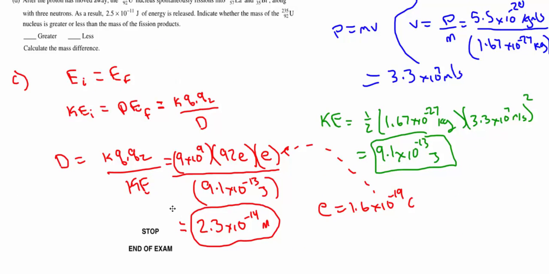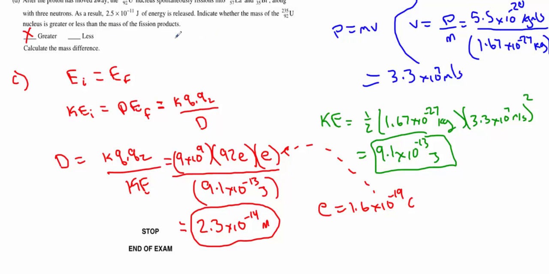Anyhow, the uranium nucleus, or the uranium atom itself, must be greater than the products because some of that energy is lost during the fission process. We can calculate the mass difference, though, and instead of me cleaning up and moving it and looking all clean, I'm just going to do that work in this white space here.